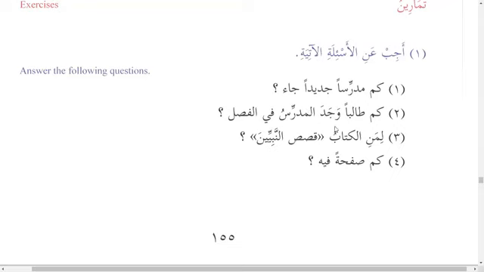Okay. كم طالبا وجد المدرس في الفصل؟ How many students did the teacher find in the classroom? وجد, if you remember, وجد يجد wujudan, to find something. And this is the one that starts with waw, which is called mithal. Inshallah, we will talk about these in the coming lessons. So kam taliban wajada al-mudarrisu fil-fasli. How many students did the teacher find in the classroom?